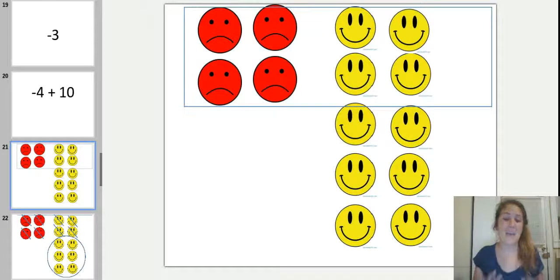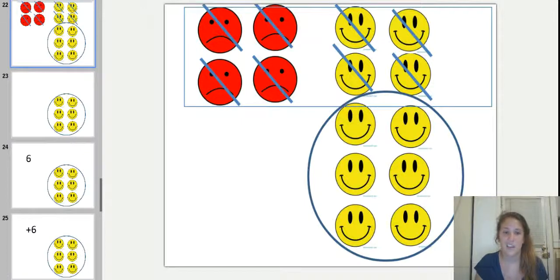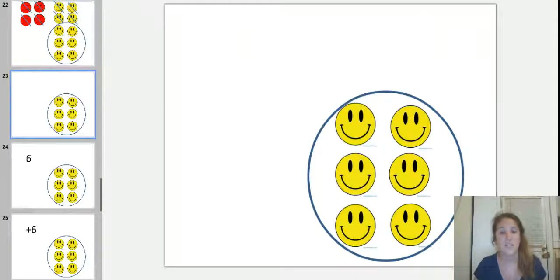I'm asking myself, how many more good guys are at this fight than bad guys? Well, I can take a look. The 4 bad guys and 4 good guys, they fought each other and they all killed each other. How many more good guys were left? 6.